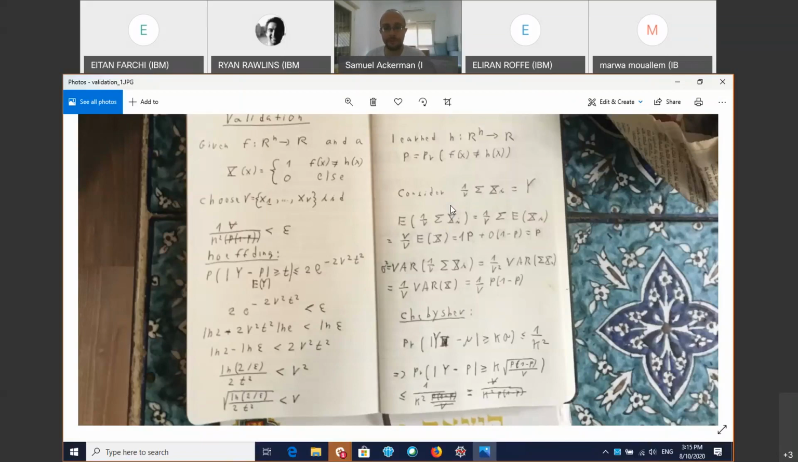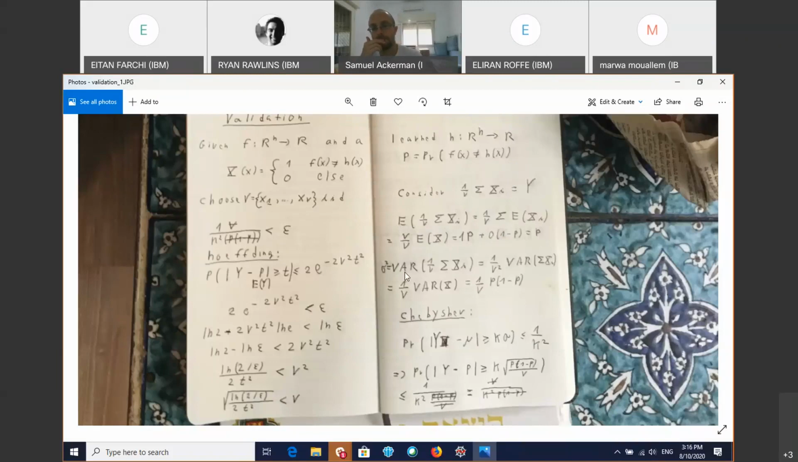Great. Excellent. Okay, so let's look at the average. What's the average of y? Well, average is a linear functional, so you get that the average of y is just 1 over v, the sum of the average of xi, which is v over v, the average of x, and the average of x is 1 times p plus 0 times 1 minus p, which is p. P is the probability of making a mistake using h. So the average of y is p.